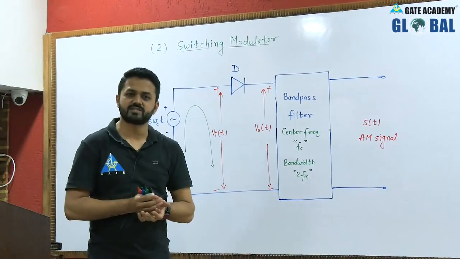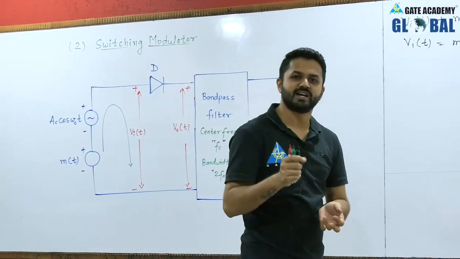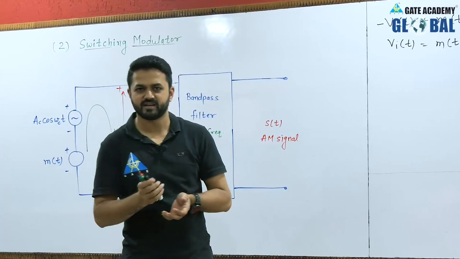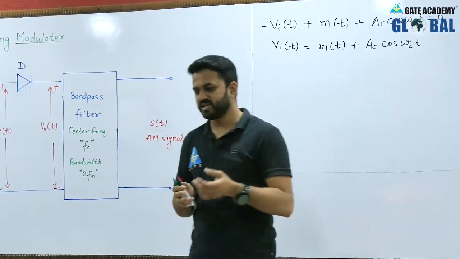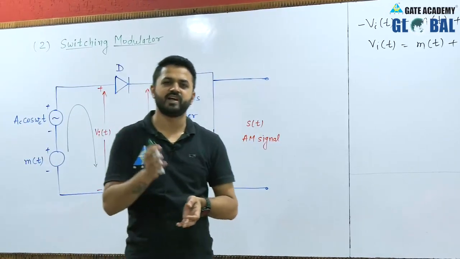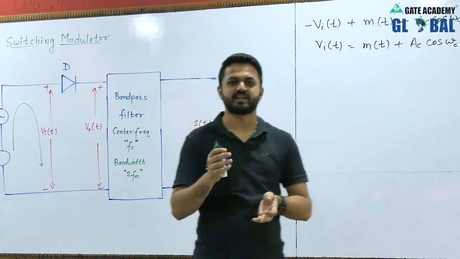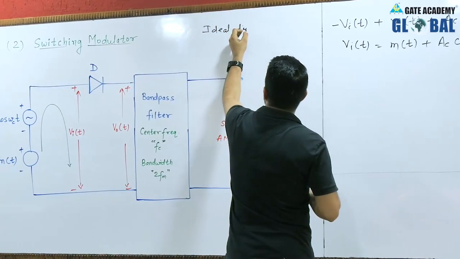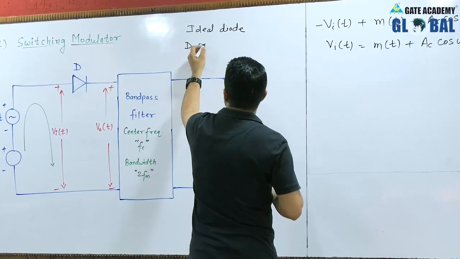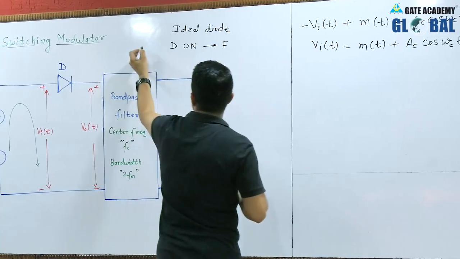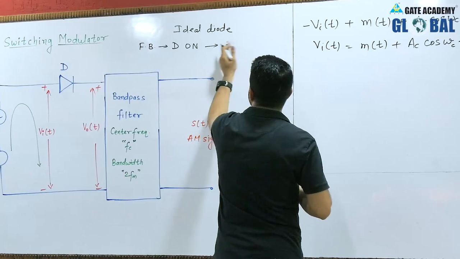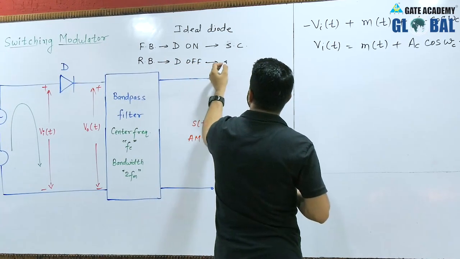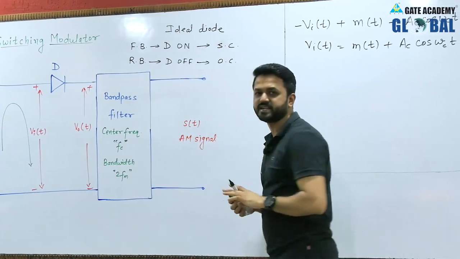So how does the diode work? If we apply a positive voltage on the P side of the diode, it is forward biased, and if we apply a negative voltage on the P side, it is reverse biased. When the diode is forward biased, in the case of an ideal diode, it is on and short circuited, and when the diode is reverse biased, it is off and open circuited. This is the characteristic of an ideal diode, and we are assuming an ideal diode.